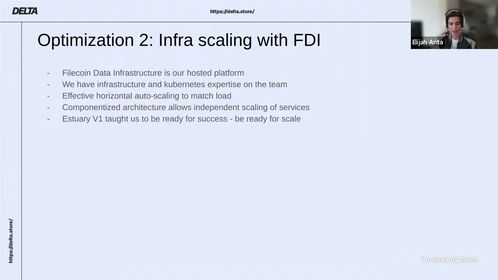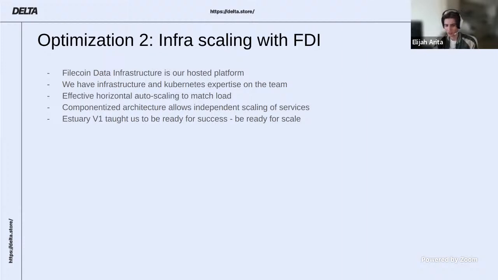The other optimization that I'll go over, and of course there's more, is our new Filecoin Data Infrastructure, or FDI. FDI is our hosted infrastructure platform that's been developed by our infrastructure expertise on the team. So we've got infrastructure and Kubernetes expertise, and we're looking to build effective horizontal auto-scaling to match our load.